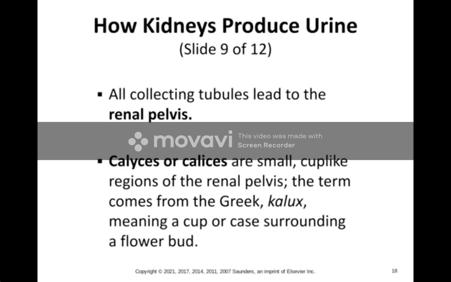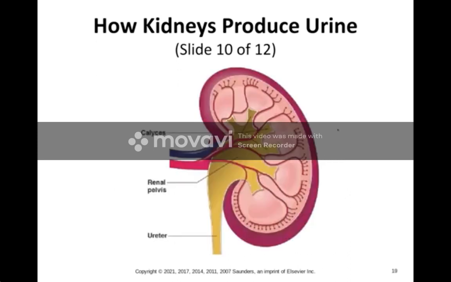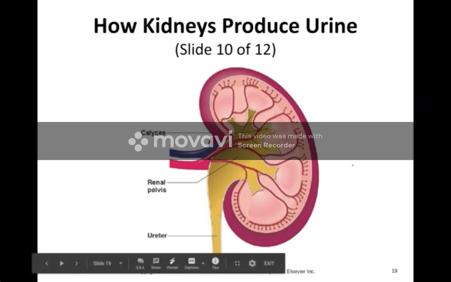So all the collecting tubules lead to the renal pelvis. Calyces are small, cup-like regions of the renal pelvis, and the term comes from the Greek calyx, which means a cup or a case surrounding a flower bud. So here you have the little calyces that look like cups, the renal pelvis leading out of the ureter.